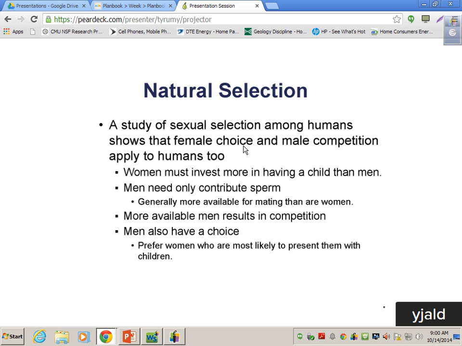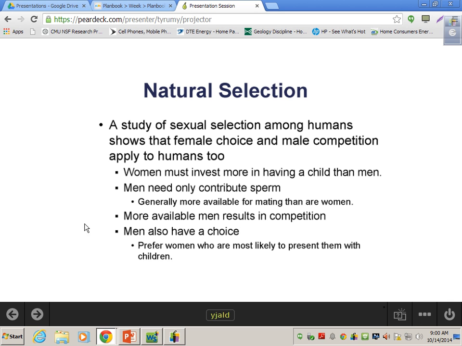Now, I won't get into the details on that one, but there's a whole plethora of examples that we could talk about. Men choose women who are more apt to reproduce, which means they don't go after the one that looks like they're starving to death or about to die.